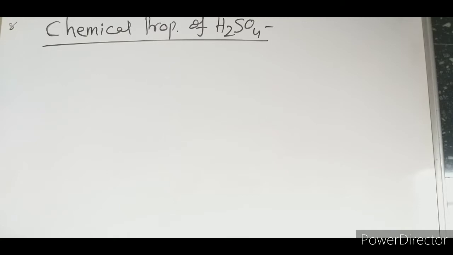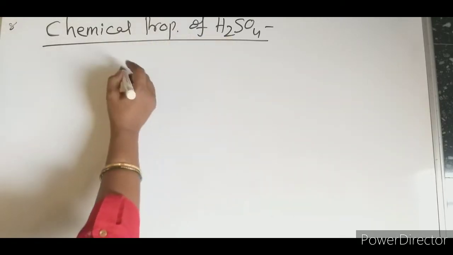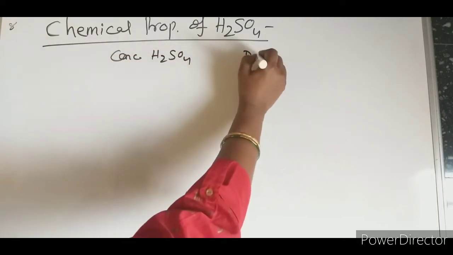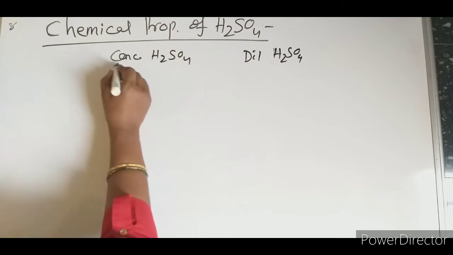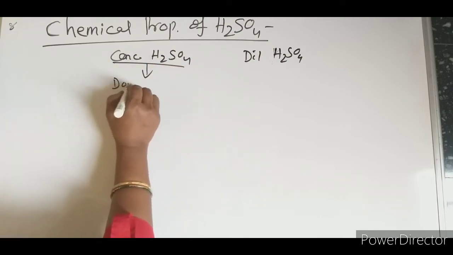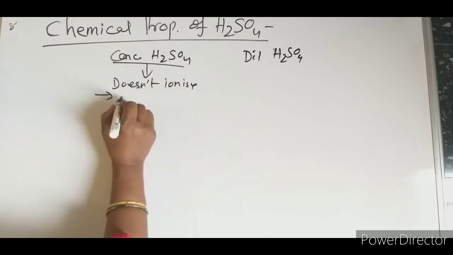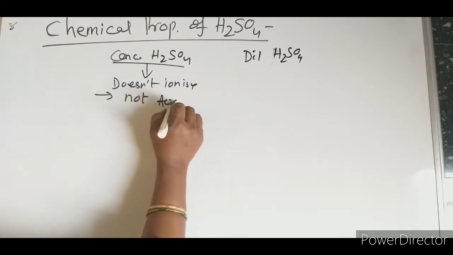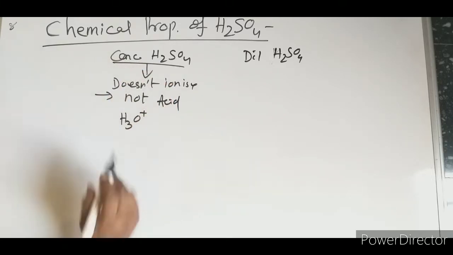So now, chemical properties of sulfuric acid. When we are taking sulfuric acid, we are getting two types. One will be concentrated sulfuric acid, another is dilute sulfuric acid. Concentrated sulfuric acid does not ionize, so it does not show the property of ions. It is not an acid, because acidic property is shown when H3O plus ions are formed.